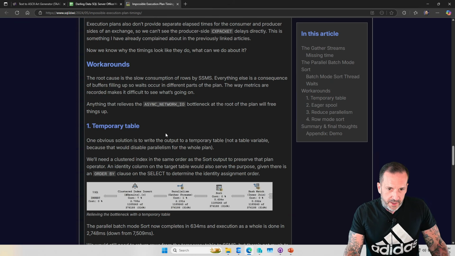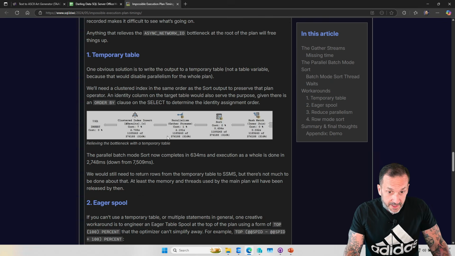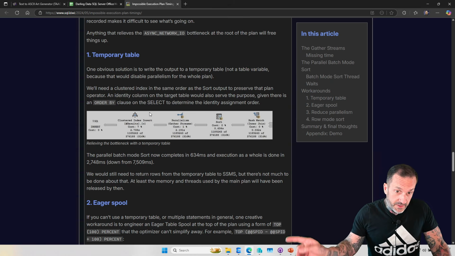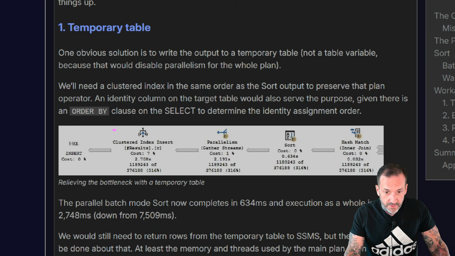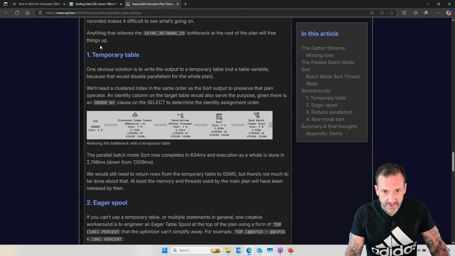But he also brought up some workarounds. And the reason why I bring this up is because I also tried the workarounds, and I'm going to show you those in a moment. So we had one which was putting data into a temporary table, right? So like, this stuff here.